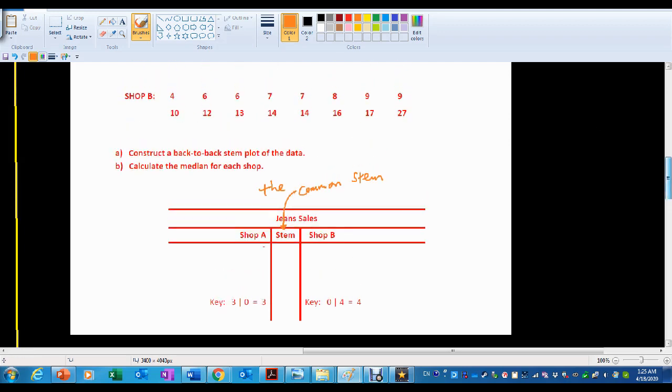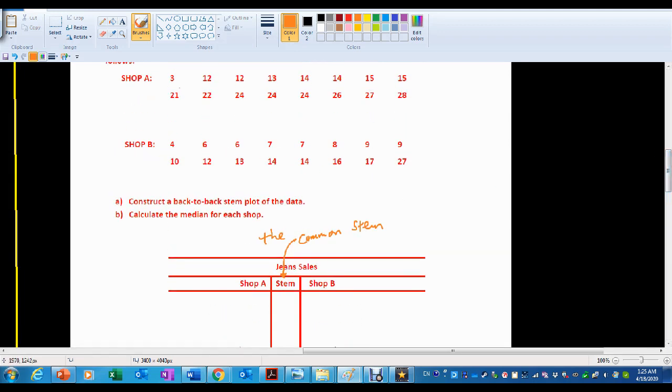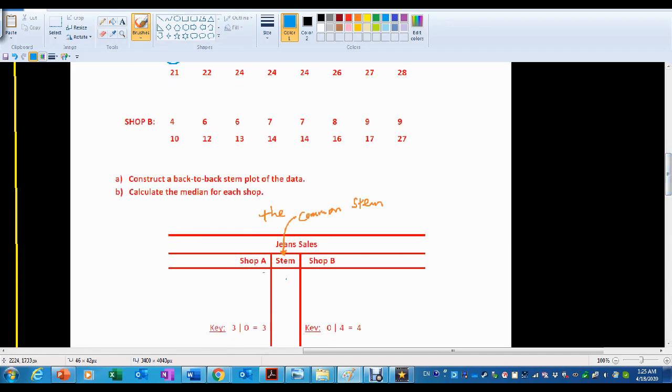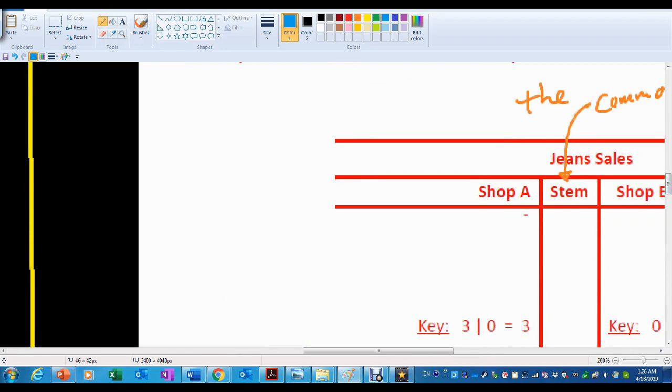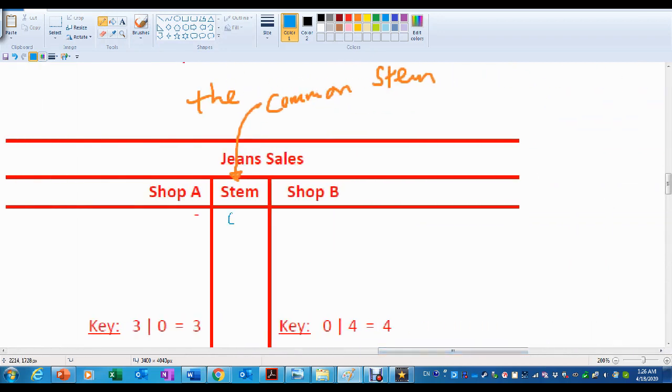Let's do A first. For A, we got 3, we got 12, and you got 14, 15, 20-something. Let's circle first all the things with just single digits. That's only one of them. How could we deal with a single digit in a stem and leaf plot? For single digits, all you need to do is just write a 0 here.